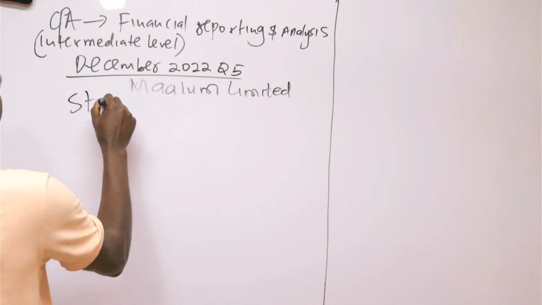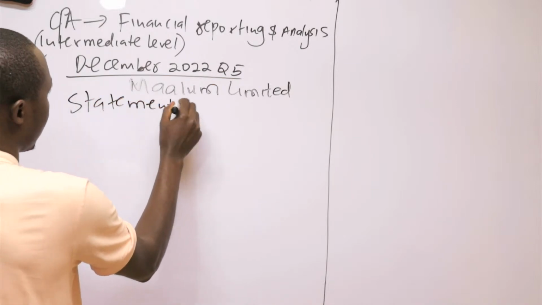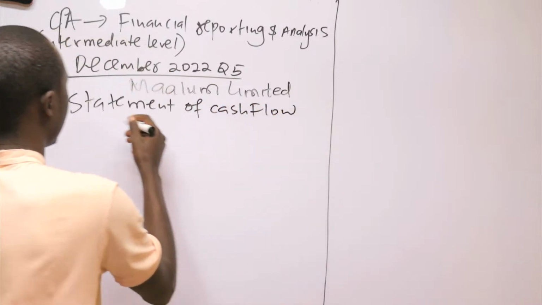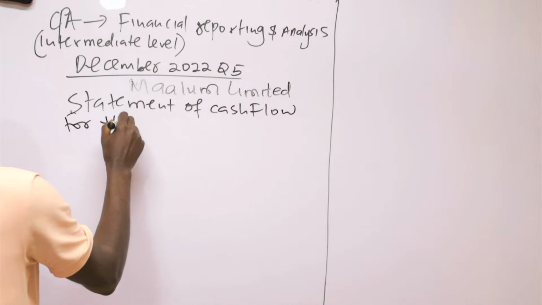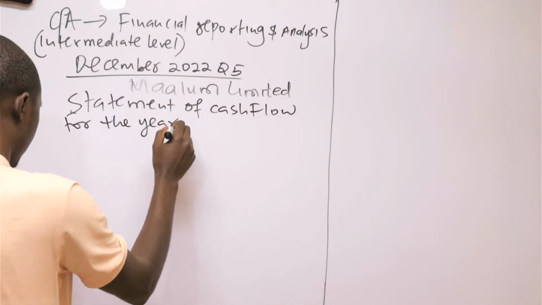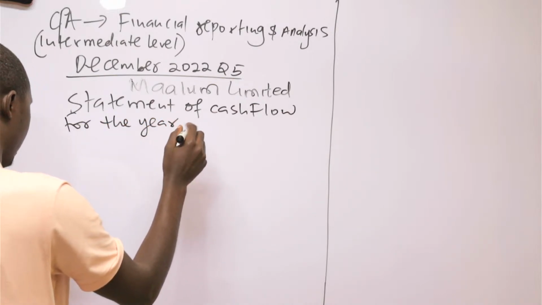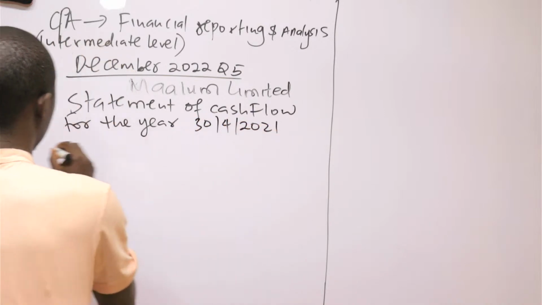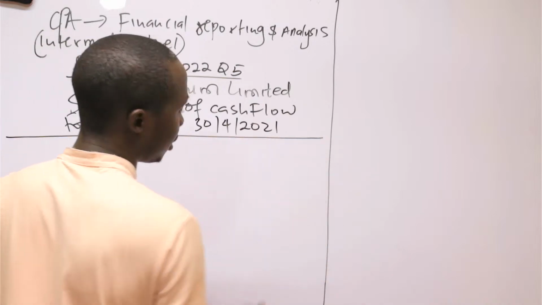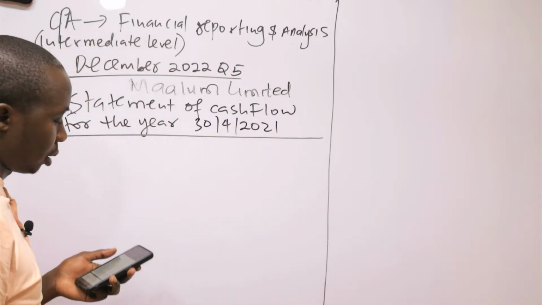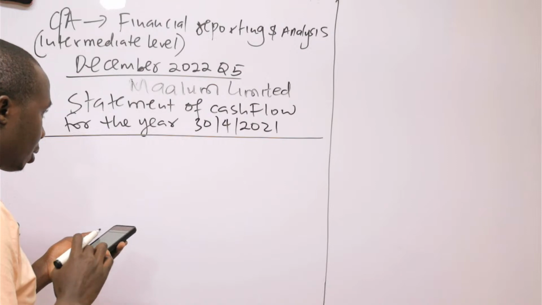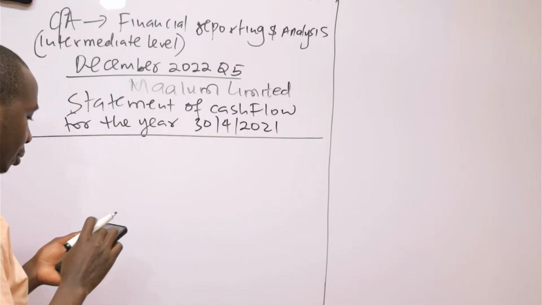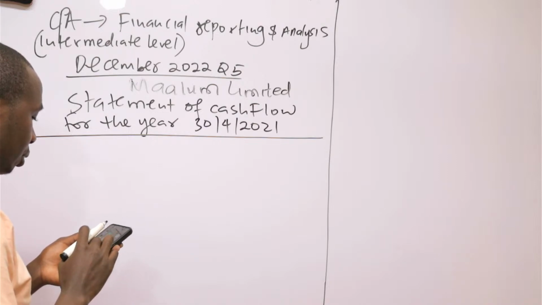So we need to do the statement of cash flow for the year ended when? Our financial year was ending on 30th April 2021.